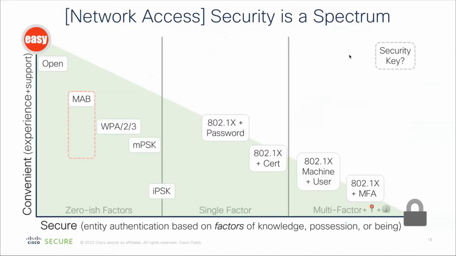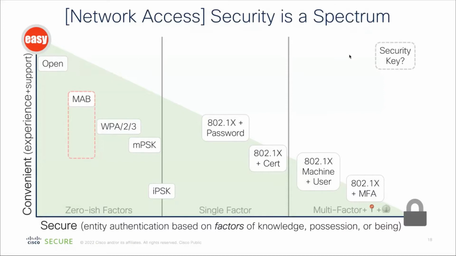And the reason for that is because when you're talking about MAB, the MAC address can be spoofed. It's not really a unique identity. And when you talk about WPA or the PSK methods, that's a pre-shared key, which any number of endpoints or users could know. And so that just identifies them as a group. It doesn't individually identify them. The one caveat to that, obviously, is IPSK, the individual pre-shared key. So that theoretically would identify only one device, but it's just identifying it by MAC address, and that could be spoofed. So that's why I kind of put it on the line there of zero-ish and single factor, depending upon how you want to think about it.